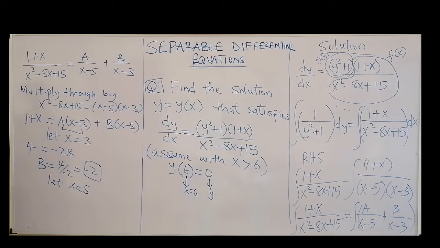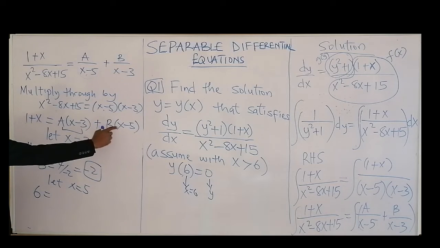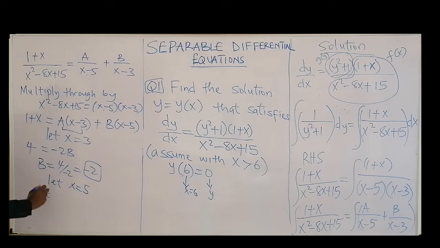And that will give me 1 plus 5, that's 6. And then this one, 5 minus 5, so this one is gone. We have 5 minus 3, that's 2, 2a. So a is what? A is 6 over 2. And that's what? That's 3. So we've gotten a, we've gotten b.